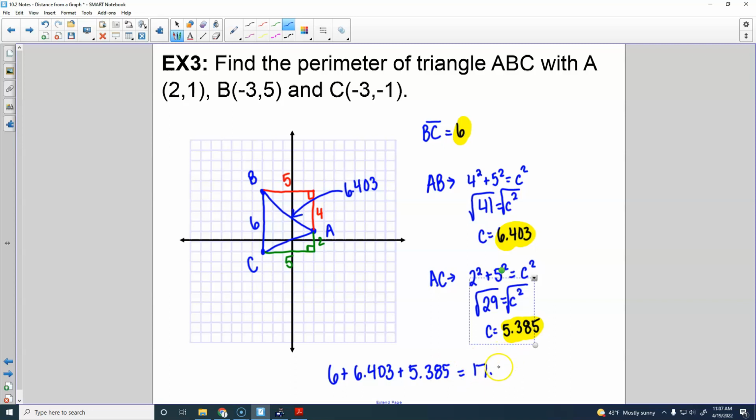17 point what? Did you forget the 6? The plain 6. 6 plus 6.403 plus 5.385. I'm getting 17.788, and I did trust your rounding on those two if you rounded. So if they didn't round these two correctly, there's a chance it might be wrong. But I'm getting 17.788. Okay. Questions?